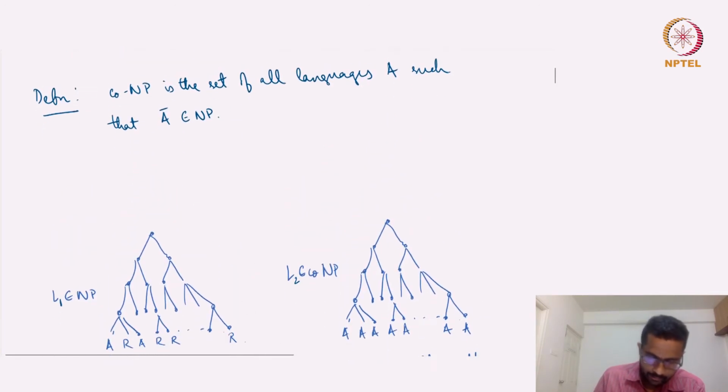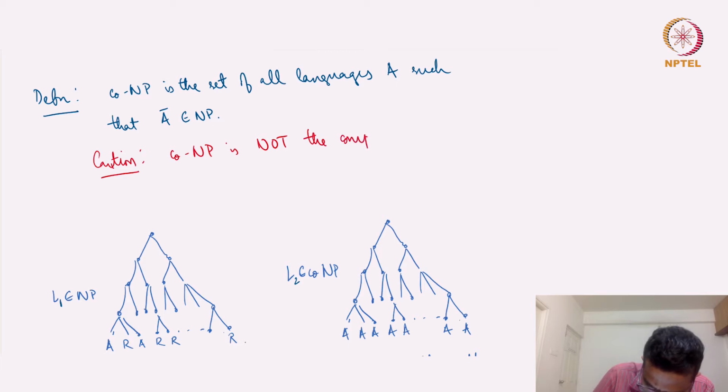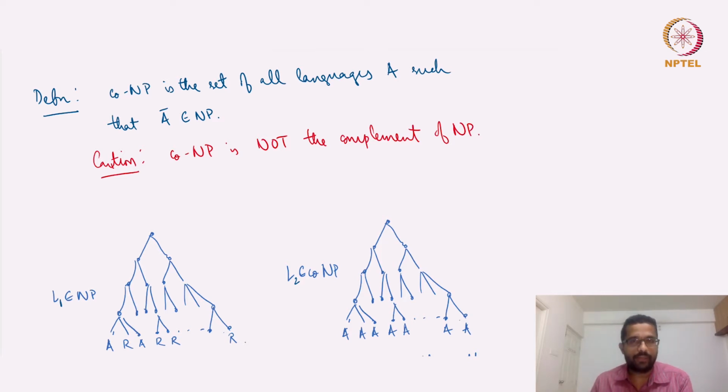One thing I want to say here, a caution: co-NP is not the complement of NP. It is not the set of all languages that are not in NP. It is the set of all languages whose complement language is in NP. One may be tempted to think that it is the complement of NP. It is not.